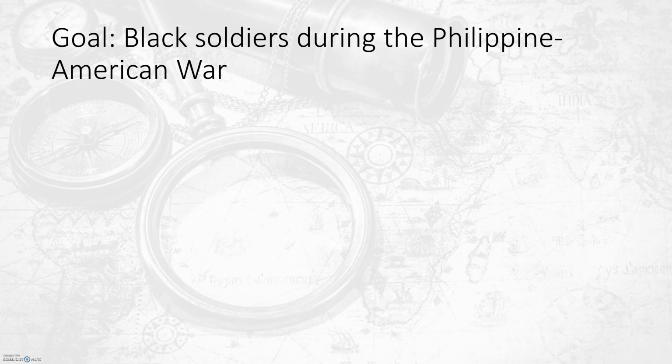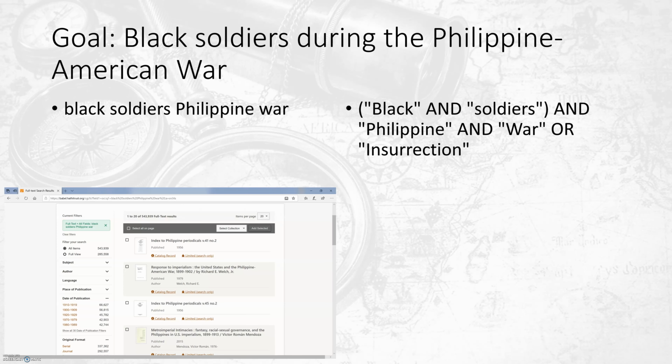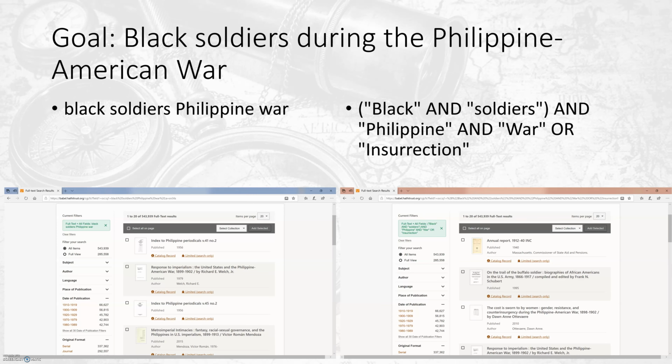For the purpose of this exercise, let's say we were writing a paper on African American soldiers during the Philippine-American War at the turn of the 20th century. There are a plethora of ways that we can search for this. I've put up two. The one on the left is where you just put what you want in there, and then the one on the right has been crafted to be better targeted. And one thing you'll find interesting is that they both bring about the same number of results. I was honestly surprised by this.